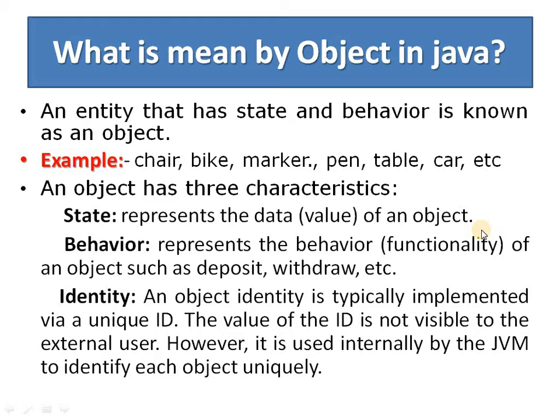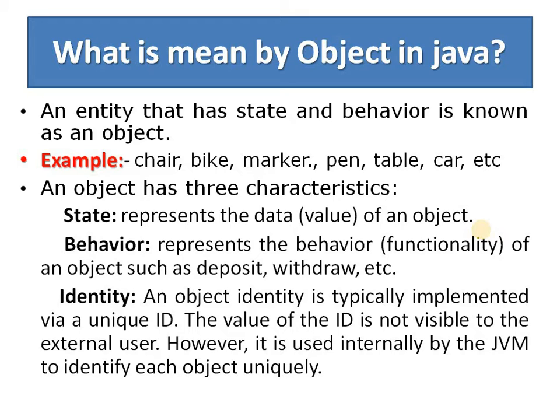What is meant by object in Java? Object is nothing but an entity. An entity that has state and behavior is known as an object. Here I took some examples: chair, bike, marker, pen, table, car, etc. These are some examples of objects.